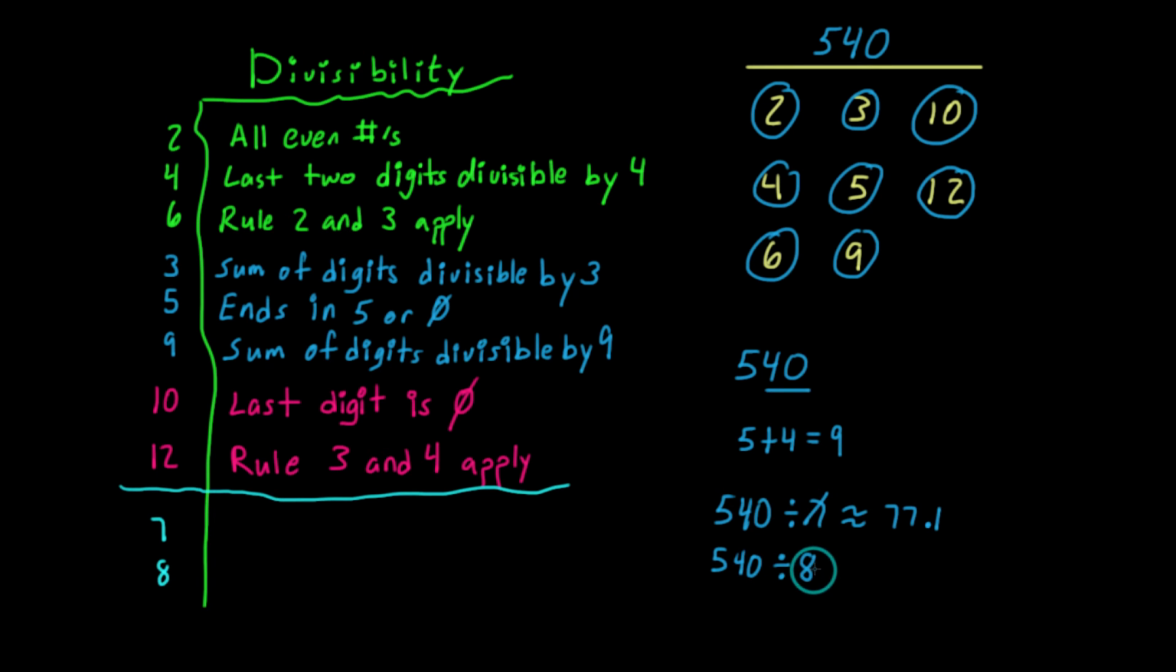540 divided by 8 is equal to 67.5. Again, since I have a remainder, 540 is not divisible by 8. So I'm going to cross 8 off.